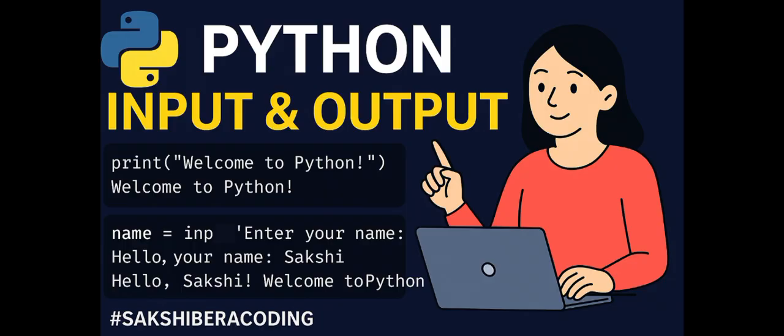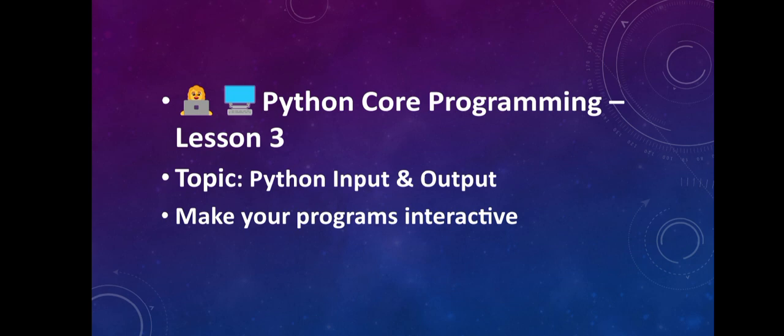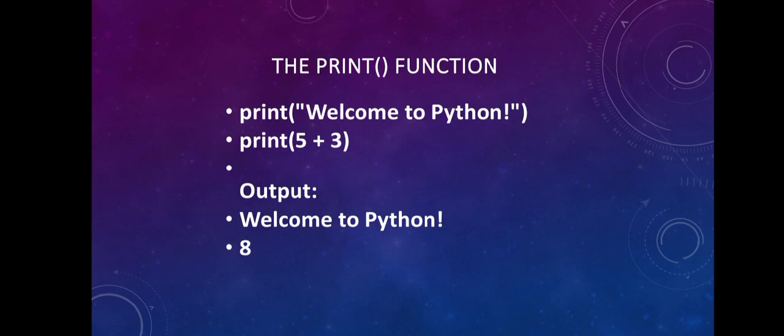In the last video, we explored Python syntax and variables. Today, we will learn how to get input from the user and display output on the screen. The first step towards making interactive programs. Let's start with output. In Python, we use the print function to show information on the screen.